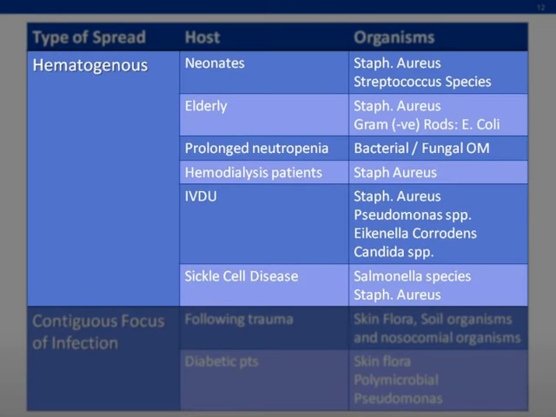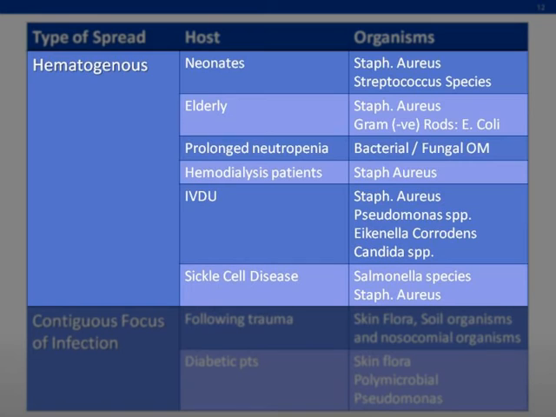For the intravenous drug users, well, any of the organisms could cause such infections. It could even be things like Pseudomonas species. Eikenella, it's mouth flora and it happens when they spit saliva and mix the drugs before shooting. Candida infections do occur. We talked about sickle cell disease earlier, and to remind ourselves again, Salmonella species may cause osteomyelitis as well as Staph aureus and sometimes the Streptococcus species.